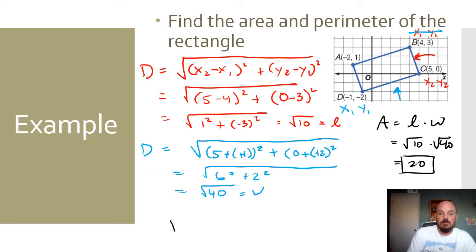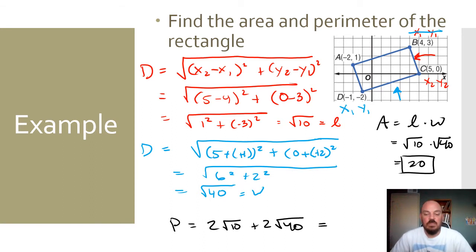And the perimeter is 2 times L, which is the square root of 10, plus 2 times W, which is the square root of 40. What we end up with for that would be 6 radical 10. And remember, for now, use the calculator for this work. I'm going to teach you more in module 14, I think, about radicals and roots. But for now, the calculator will simplify those for you. So our perimeter is 6 radical 10, or 6 times the square root of 10, and the area is 20.